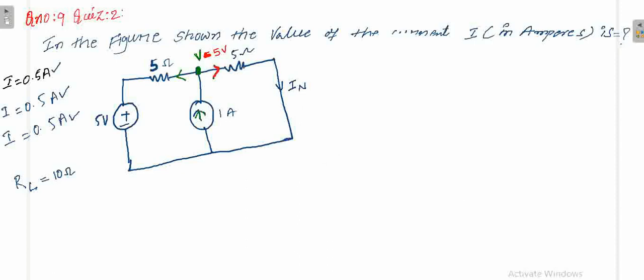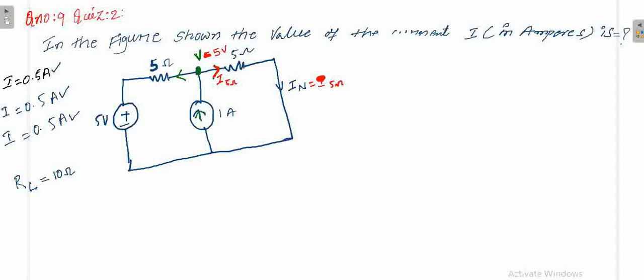Because the same amount of current flows, if this is the IN current, the same amount of current flows through this branch. That is nothing but the current across the 5 ohms. So I can consider IN is equal to I through the 5 ohms. Whatever current flows through the 5 ohms, the same amount of current flows through this branch.